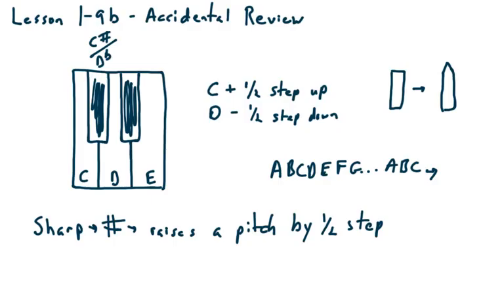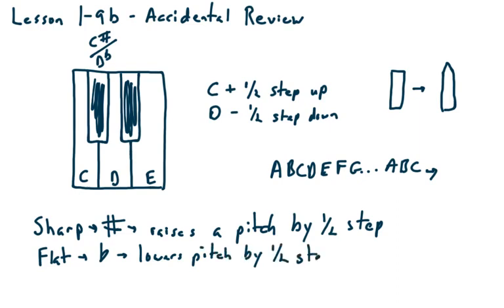All right, now, there's one that we didn't go over. Let me just write this down. Flat, looks like a B, lowers pitch by 1/2 step. Now, if you go play an E on any instrument, and then you play an E flat, it will sound slightly lower.